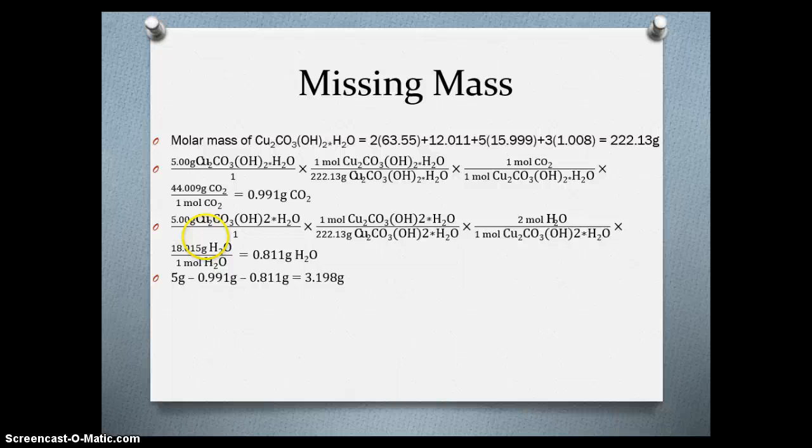The gas escaped from the rest of the substance since there was nothing to keep it in. As you can see here, I have an equation to show how much mass of CO2 and what mass of H2O was produced by 5 grams of copper carbonate hydroxide hydrate. So if you take those 2 masses and subtract it from the initial mass of 5 grams, we get 3.198 grams, which is very close to the value we got in lab of 3.327 grams. In fact, that gives us an accuracy of 96.1%.